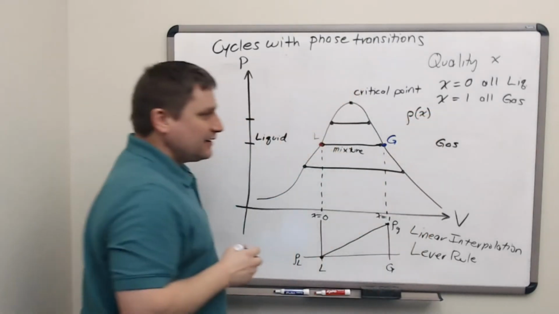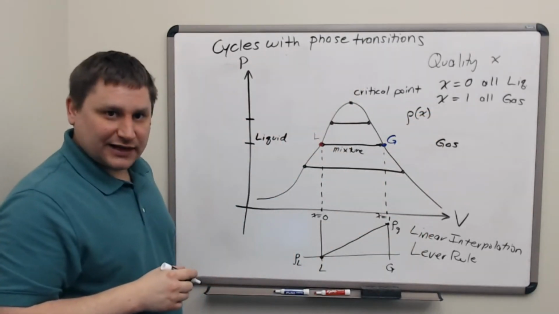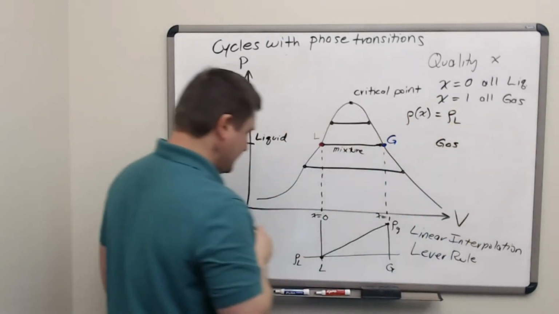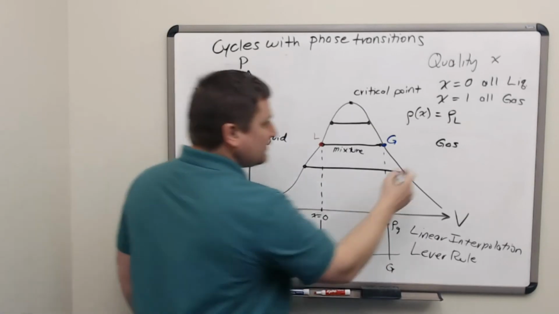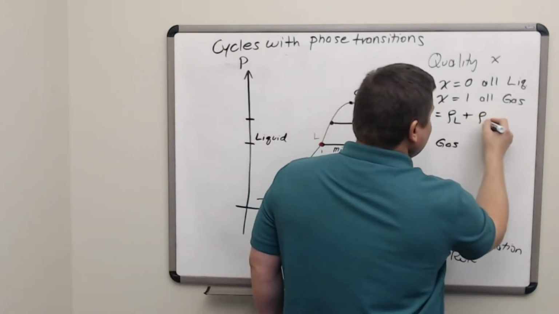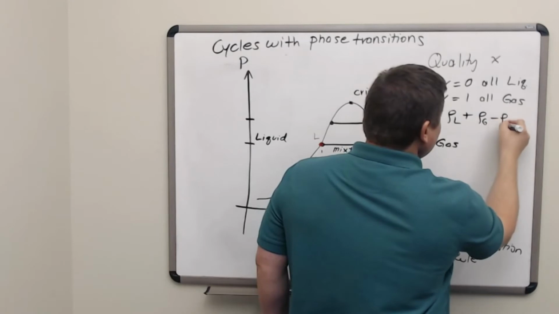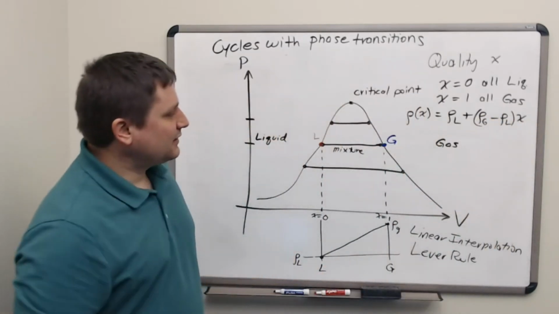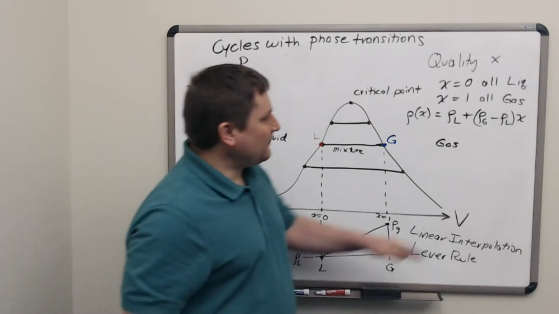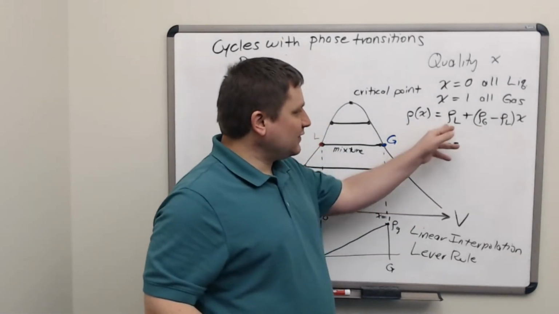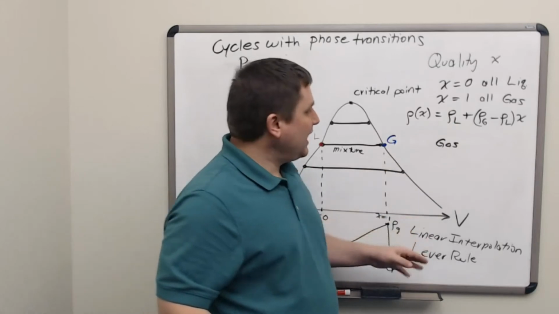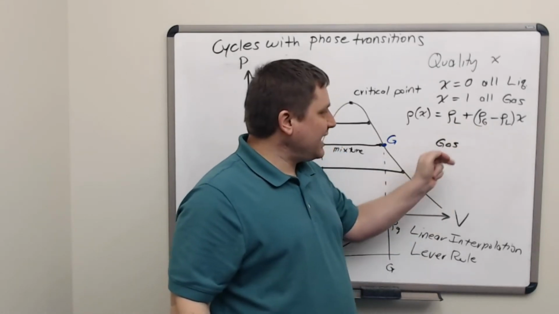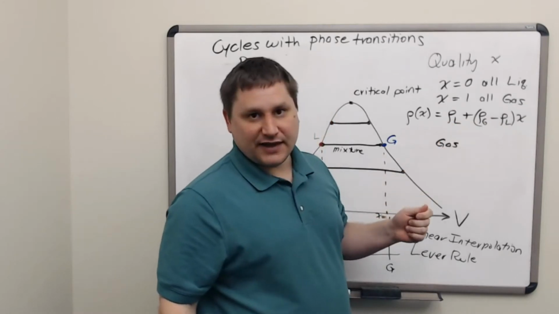The density at a specific quality level would be equal to the density of the liquid plus the density of the gas minus the density of the liquid times the quality factor. We can see how if x was 0, the density would be equal to rho sub L, and if the quality was 1, the rho sub L's would cancel, and we would get the density of the gas.